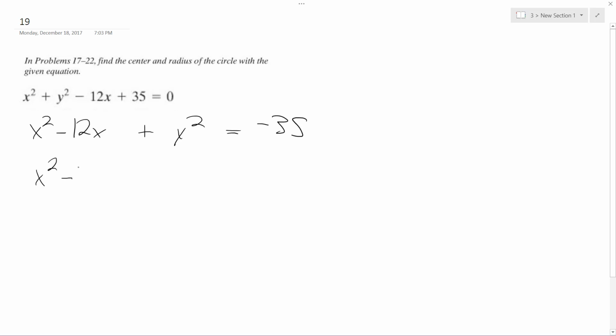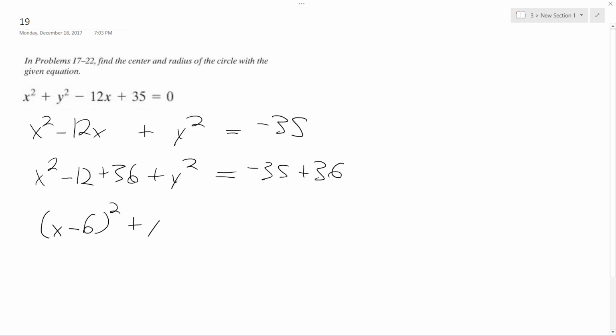So x squared minus 12x, half of 12 is 6, squared is 36, plus y squared. I don't need to do anything with y because there's just y raised to the 1 power. So it's just negative 35 plus 36. Well, that works out nice. So splitting this up, x minus 6 squared plus y squared is equal to 1.